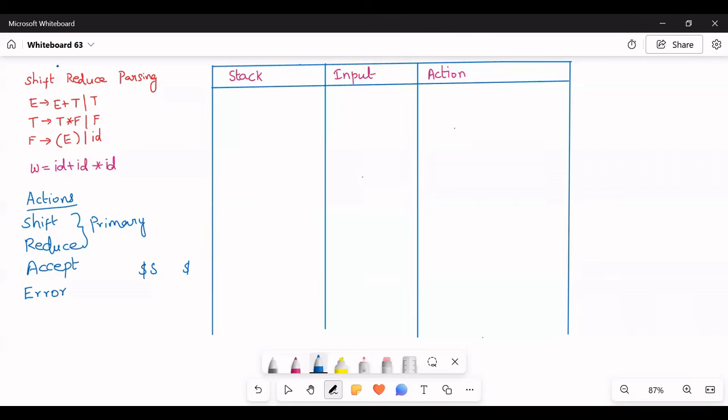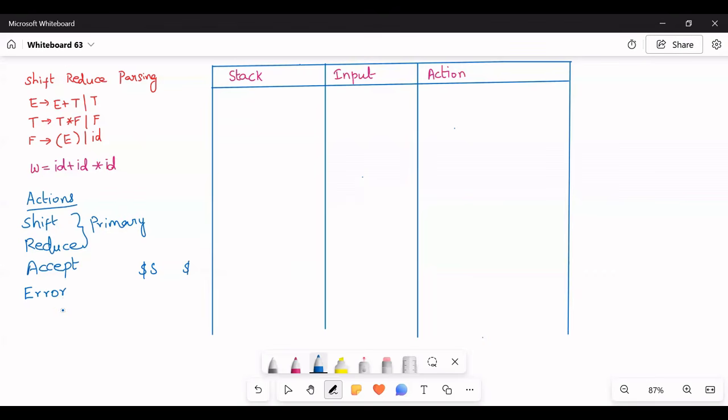Shift reduce parsing is one of the bottom up parsing techniques, which means from the input string we need to derive the start symbol of the grammar. We start with the input string in the input buffer, and finally we derive the start symbol of the grammar. So this is the bottom up parsing technique. Top down parsing means from the start symbol of the grammar we derive the input string.